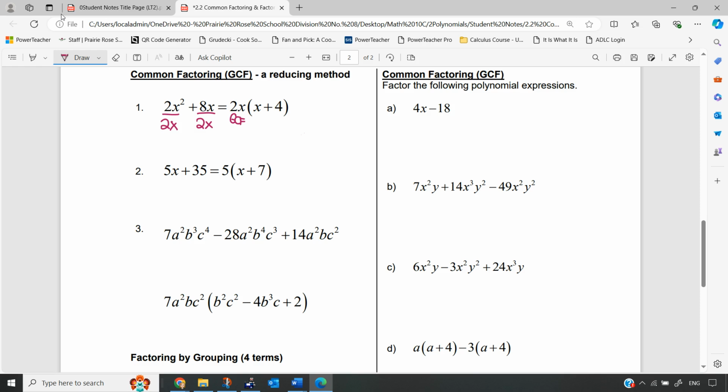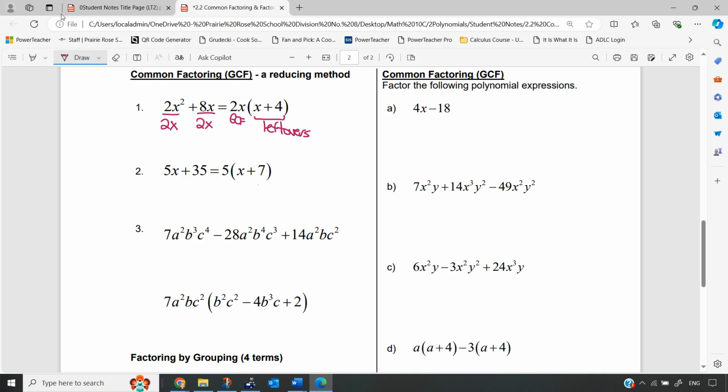So 2 divided by 2 is 1, x squared divided by x is x. Positive 8 divided by 2 is 4, and x's cancel. So this piece would be my leftovers. Notice again that if I have 2 terms in the original polynomial, I have 2 terms in my leftovers.